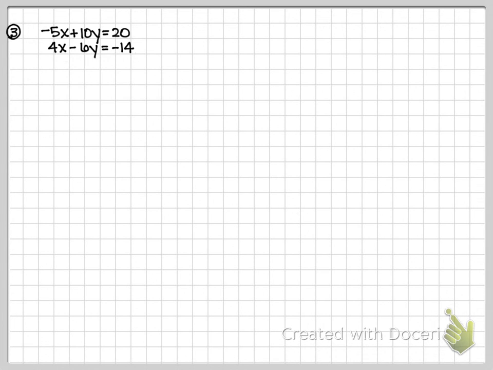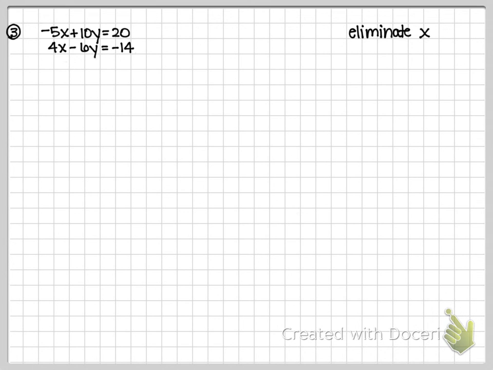So give this one a shot. Make a decision first on what you're going to eliminate, and then let's see if we can figure out what you're going to have to multiply to make that happen. So if we want to eliminate the x, I'm going to make that little note to myself over here. Only looking at the x's, I've got a 5 and a 4. I think the smallest number I could turn both of them into is 20.